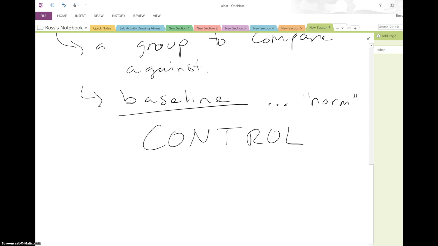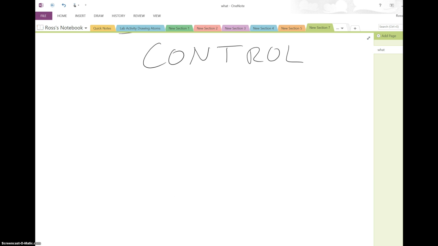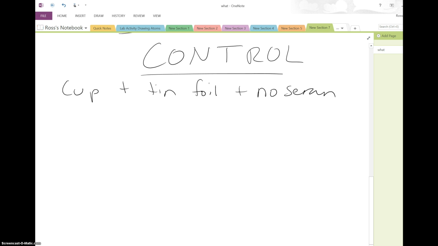Okay? So now let's go further down here, and if we're talking about a control group, let's say we're talking about the global warming lab, that first test that we did, where we had the cup, the tin foil underneath it, and no saran wrap. So you've got the cup, you've got tin foil, and you've got no saran wrap. That's our control for that lab. Now we have to ask ourselves, why is that the control for this lab?